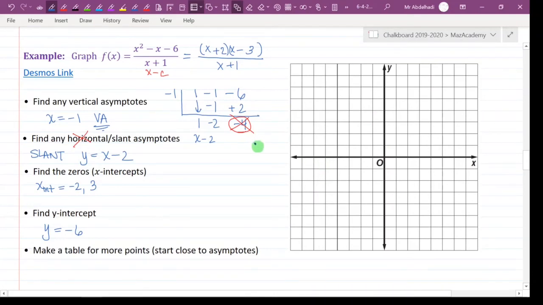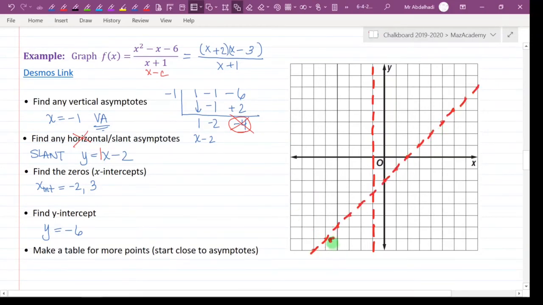All right. Vertical asymptote at x equals -1. We have a slant asymptote that's y equals x minus 2. It's just a slope of 1, right? You have a slope of 1 and a y-intercept of -2. You know how to graph that. So graph that line, but graph it as a dotted line. I'm going to graph it as a dotted red line here.